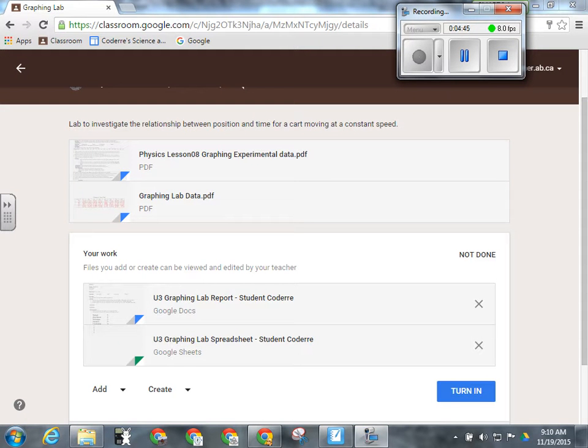Okay, so these two here, the top one, the PDF that's on the top, is just the lab handout, so that you can look over the questions when you're putting the lab report together, which is the sheet I'll have on the board here in just a minute.